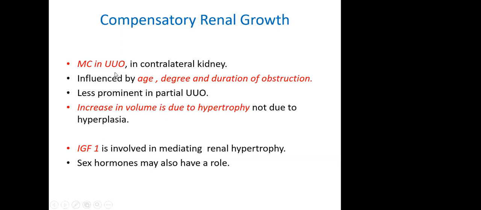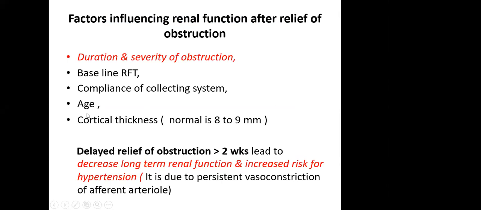What will happen in case of unilateral urinary tract obstruction? There will be a compensatory renal growth. If one side kidney is not functioning, the other kidney will take over the function. So there will be a contralateral hypertrophy, not hyperplasia. Hypertrophy we know is an increase in cell size, but hyperplasia is an increase in the number of cells. This compensatory renal growth is particularly for unilateral urinary tract obstruction, not for bilateral, and this is mainly mediated by insulin-like growth factor 1.